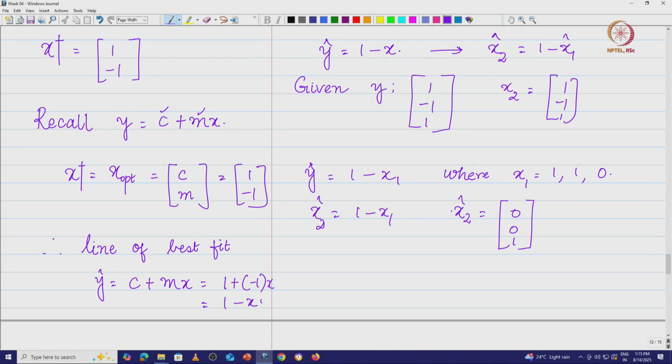Now, what we want to do is we want to figure out what is the error that we have, the squared error. So, what I am going to do, I am going to take my x 2 minus x 2 hat. I am going to look at the squared norm of this, then we will see what happens. So, I am going to have x 2 is nothing but 1 minus 1 1, and then x 2 hat is nothing but 0 0 and a 1. So, this is what we had.